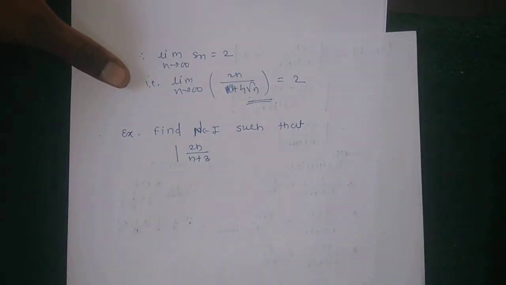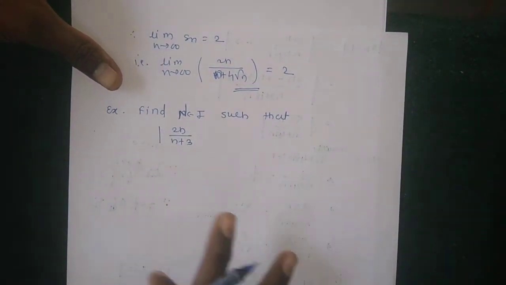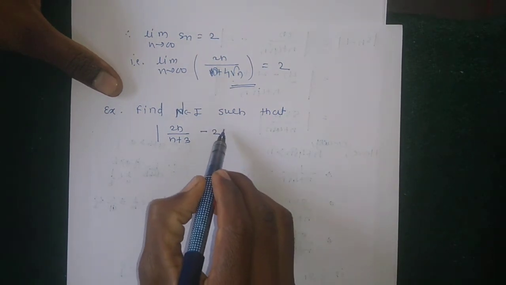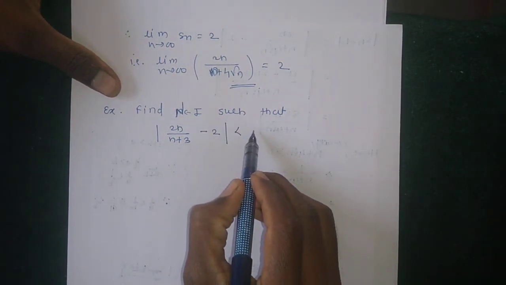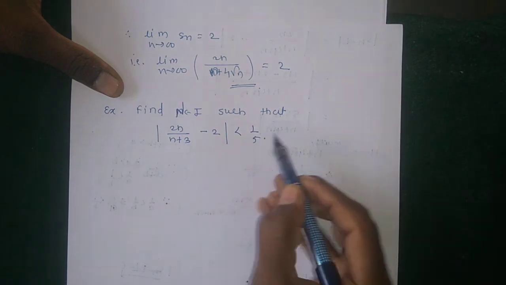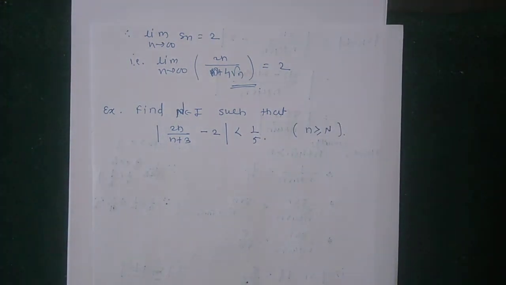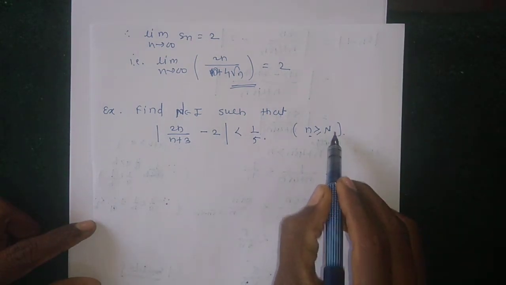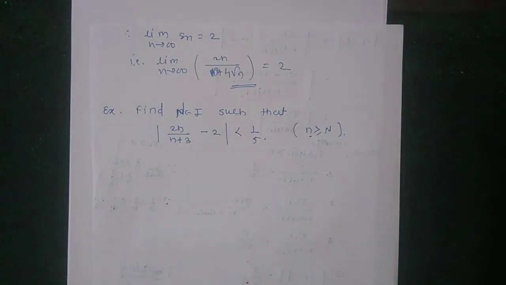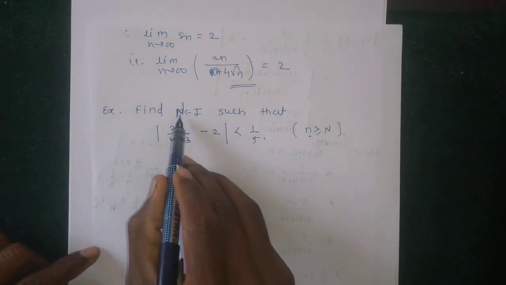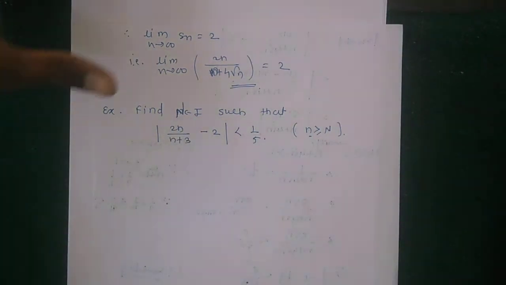Here the sequence is given as 2n divided by n plus 3. Their limit is 2 and the value of epsilon is 1 by 5, for all n greater or equal to N. Okay, the condition is n is greater or equal to N. So in this example we have to find this N.